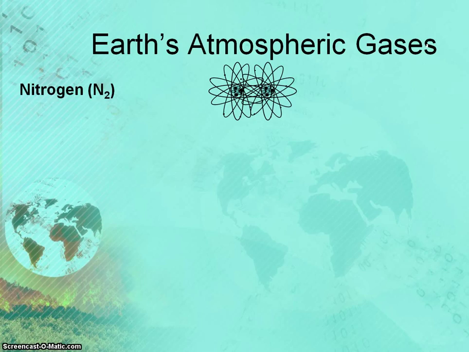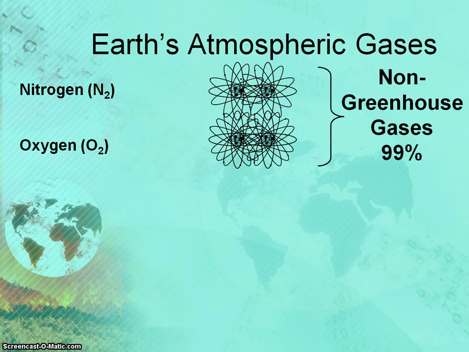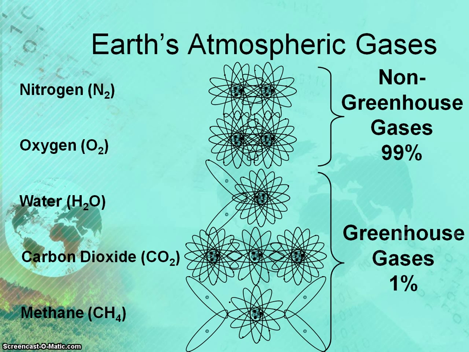We know that nitrogen is the gas that makes up most of our atmosphere, about 79%. The second most abundant gas is oxygen, about 20% of our atmosphere, and then the other 1% is made up of smaller traces of gases, some things like argon, water vapor, methane, and carbon dioxide. Those make up the smaller 1%.